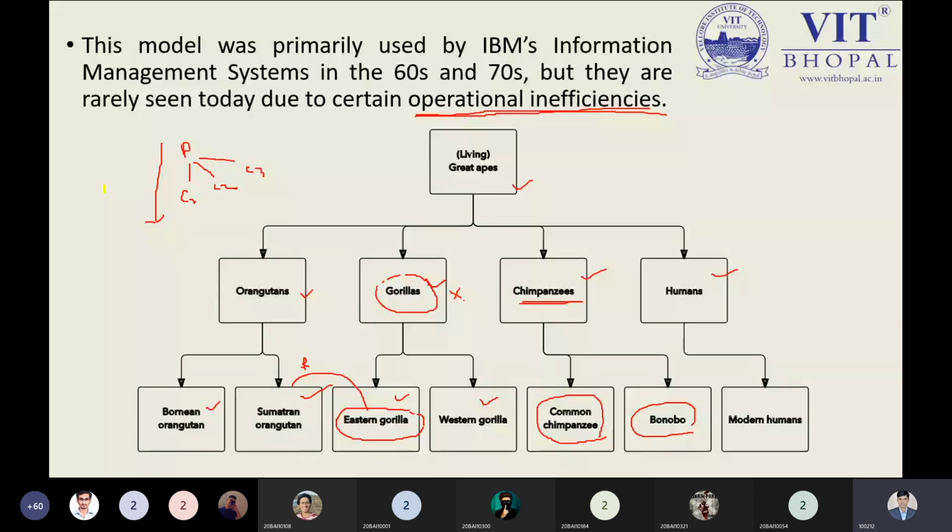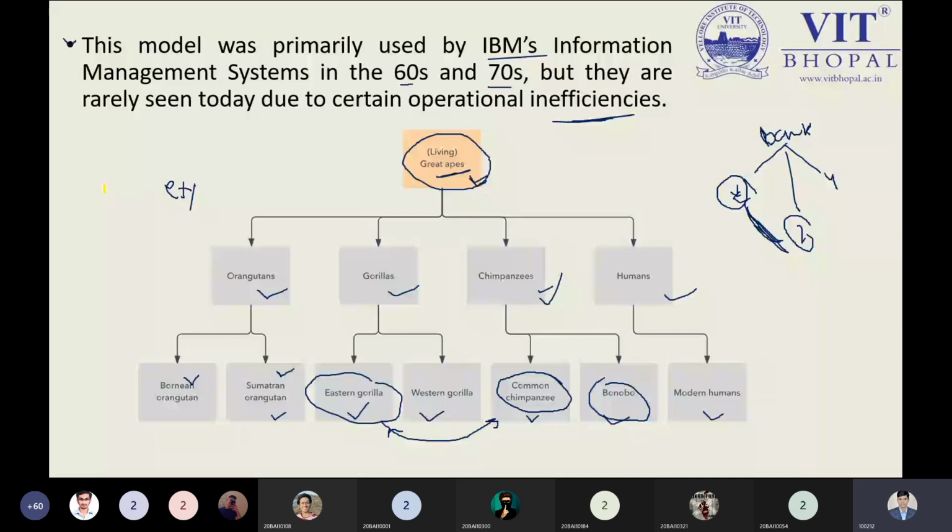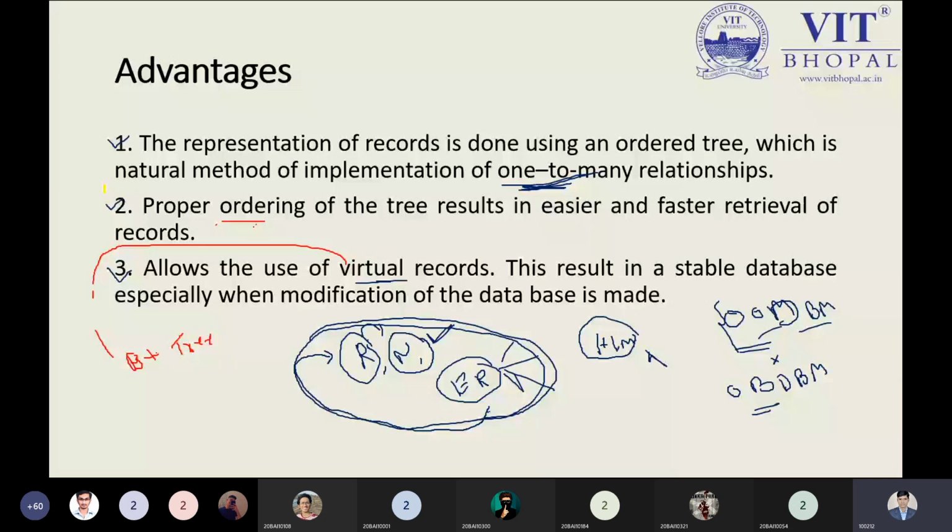So what is the advantage of the hierarchical model? It is simple. The representation of the record is done using an ordered tree, and it is the natural method of implementing a one-to-many relationship. Proper ordering of one-to-many means many children can have one parent. Many parents cannot have one child. That is the meaningful point we have to identify. So that's why it is useful when we have a one-to-many relationship.